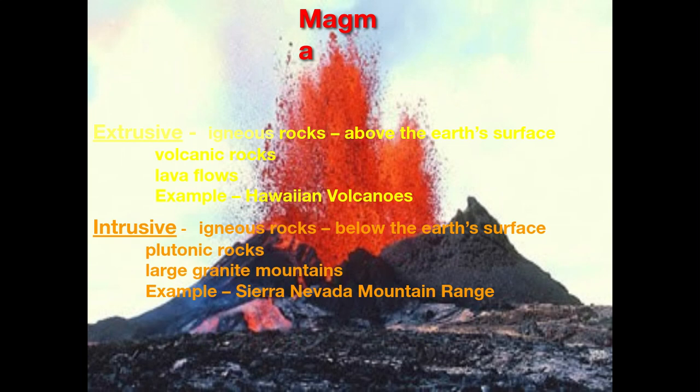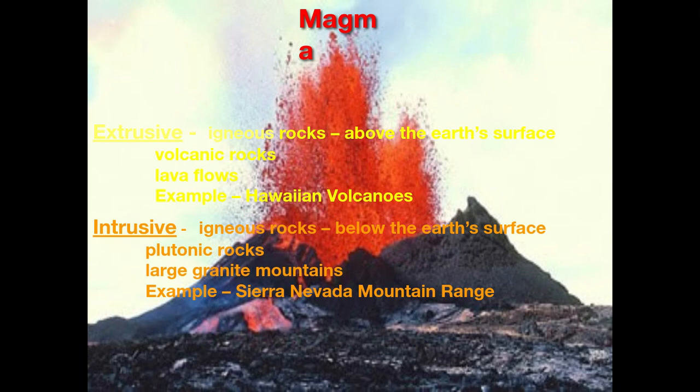A term used to describe intrusive rocks is plutonic rocks. Pluton, I believe, is a Greek word for below. So plutonic rocks is another term. These types of intrusions or intrusive rocks are responsible for the large granitic mountains that are observed, especially on the western part of the United States. One of the largest granitic mountains that we have is just east of us. That would be the Sierra Nevada mountain range.